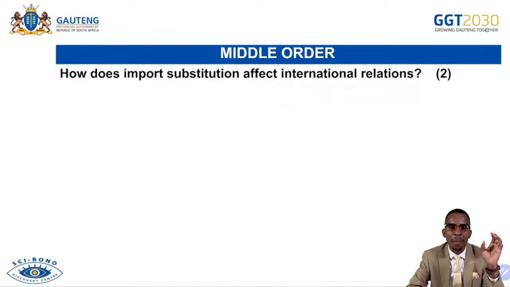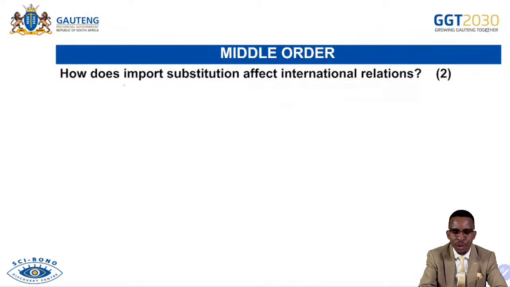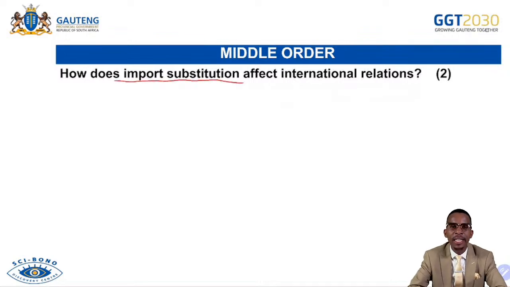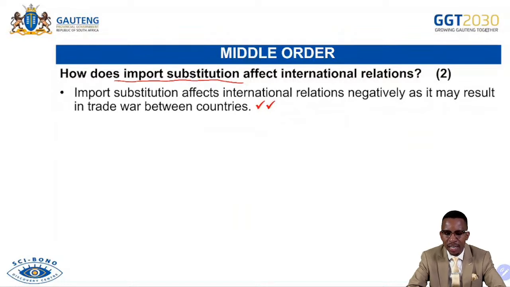So if imports are being restricted through an import substitution policy, that will block the entry of imports in high volumes, or as they enter the country, they will be relatively expensive because import tariffs will be high and import quotas will be imposed, resulting in the prices of imports becoming relatively high. So if ever the country is using the import substitution policy, that can compromise international relations, because foreign countries can intervene by retaliating, imposing more tariffs and more restrictions on South African exported goods and services. Import substitution affects international relations negatively, as it may result in a trade war between world countries.